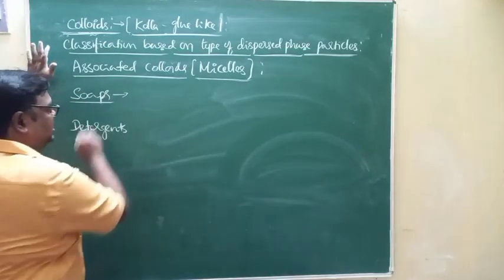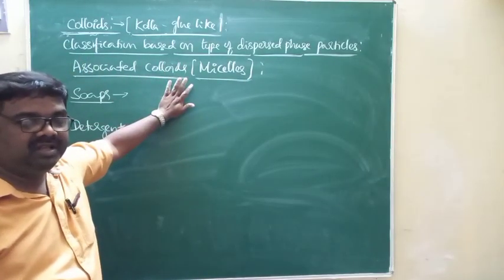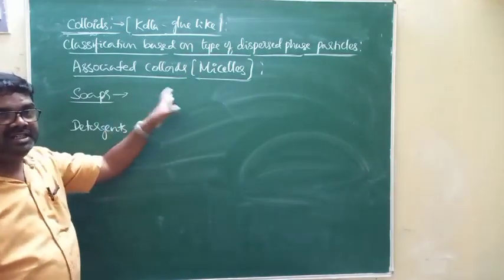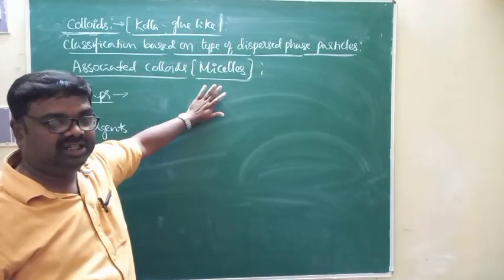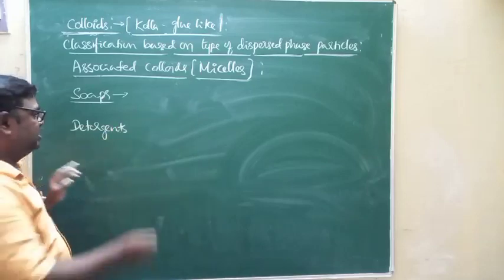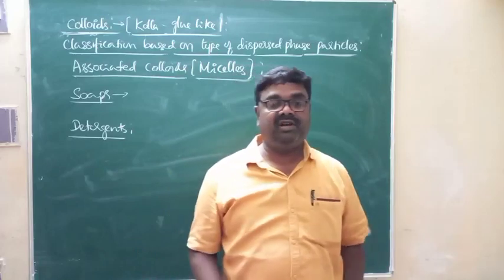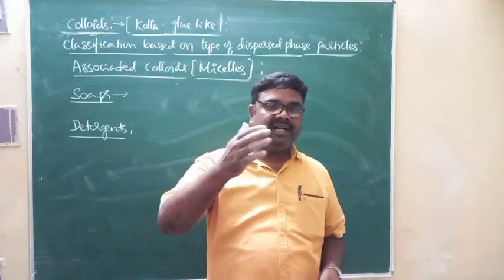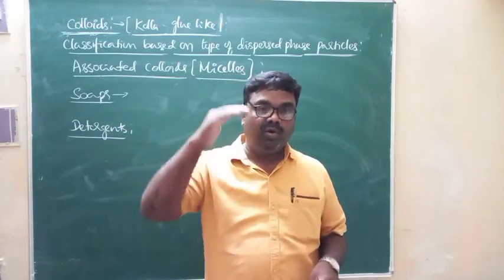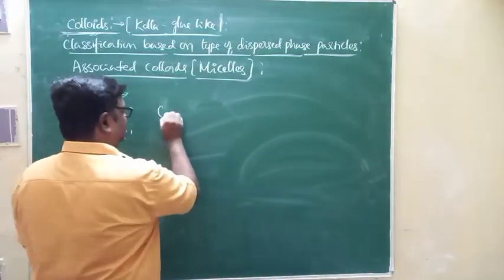Soap solutions behave like strong electrolytes at lower concentration, but at higher concentration there is aggregation of soap molecules that results in the formation of associated colloids. That's why soap solution is an example of an associated colloid. So are solutions of detergents. Aggregation of particles takes place only above a particular concentration known as critical micelle concentration.